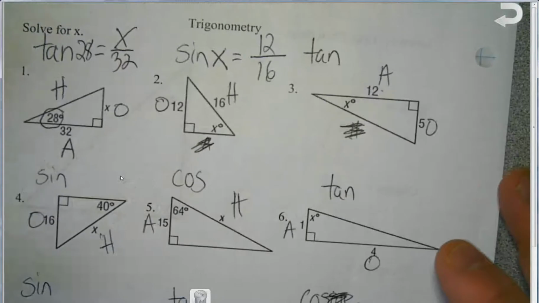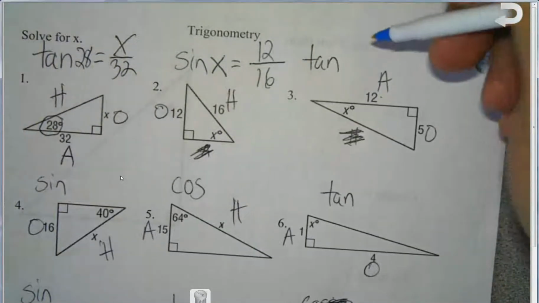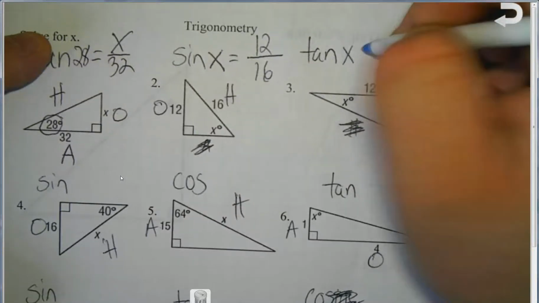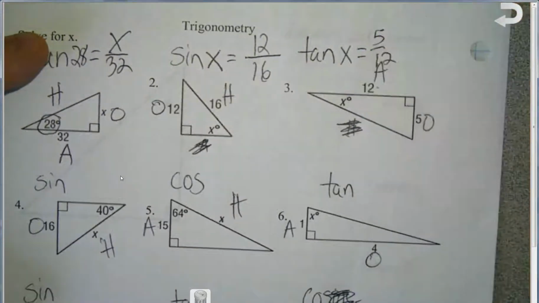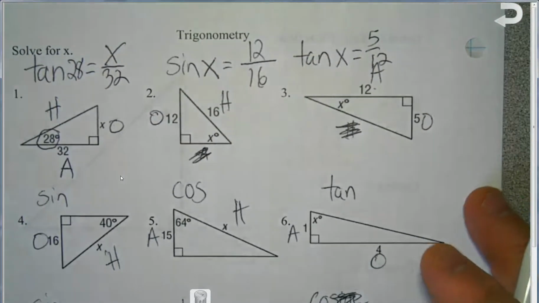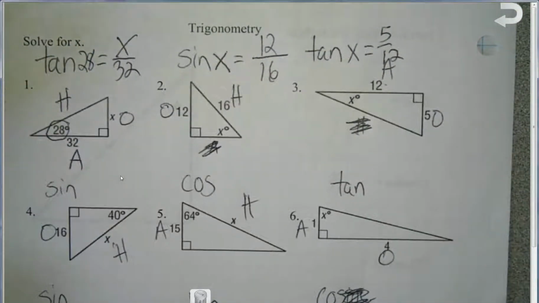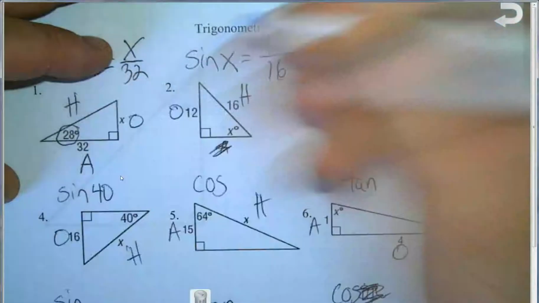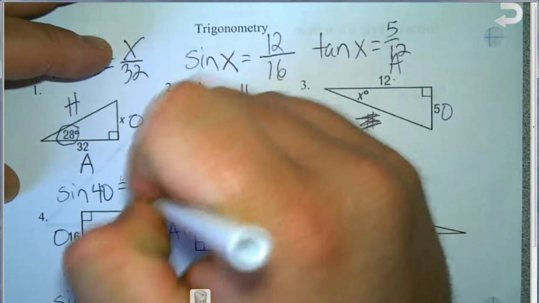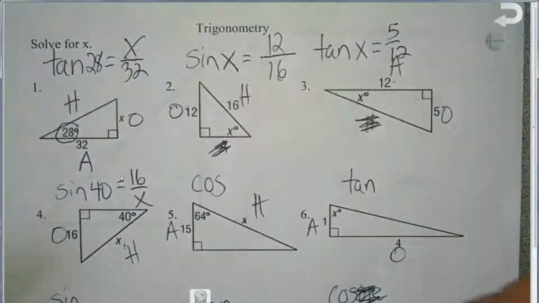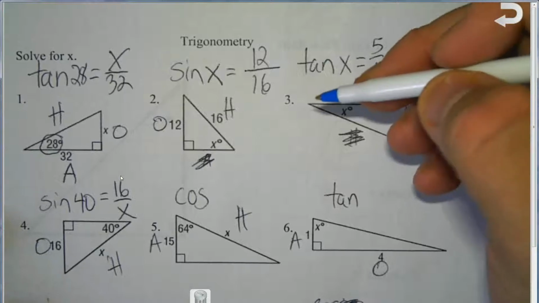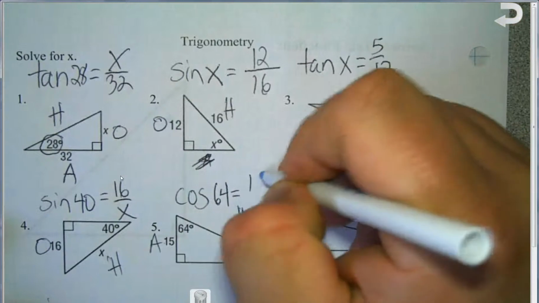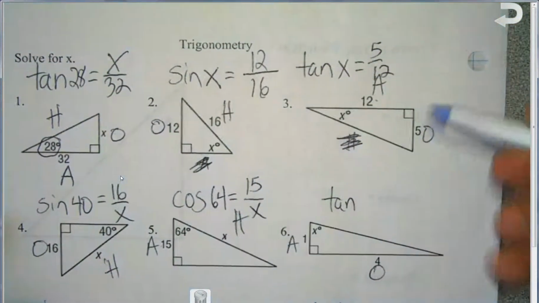All right, so Ashley, what do you got for this one right here? Tan x equals 5 over 12. Perfect. Tan of x equals 5 over 12. All right, number 4. Tyler, what do you got? Sin 40 equals 16 over x. Perfect. All right, number 5. Kiara. Cosine 64 equals 17 over x. Okay.